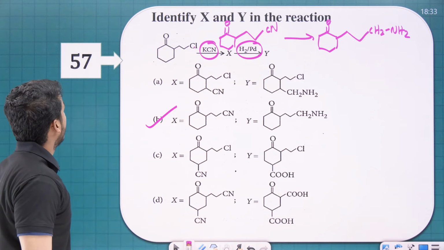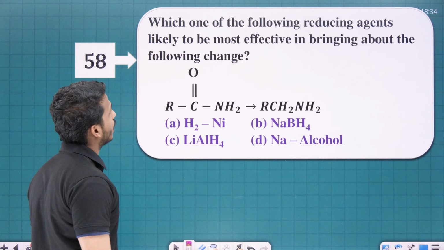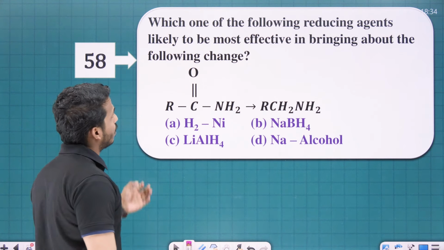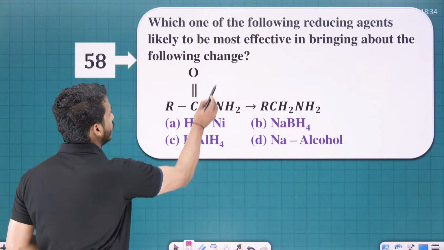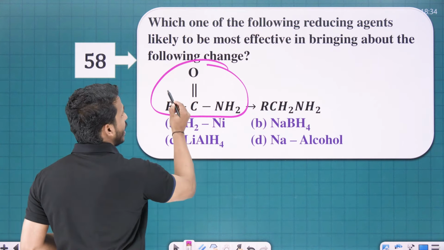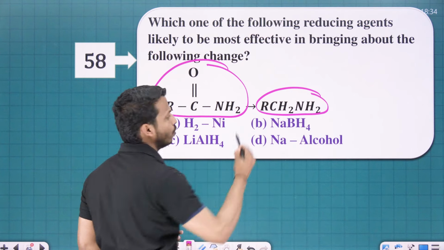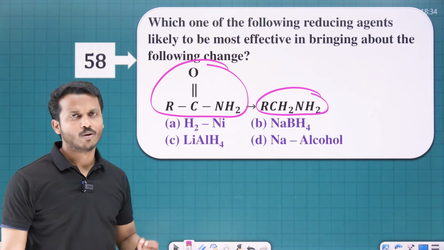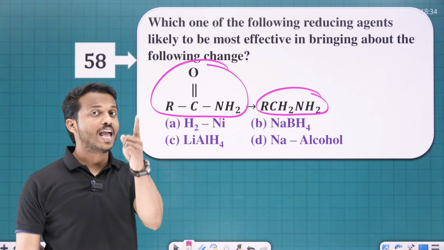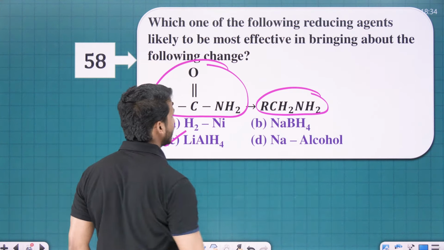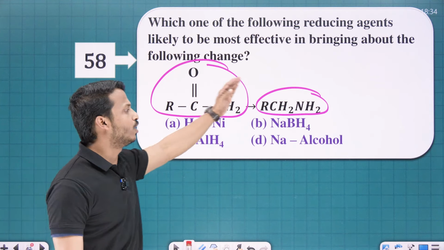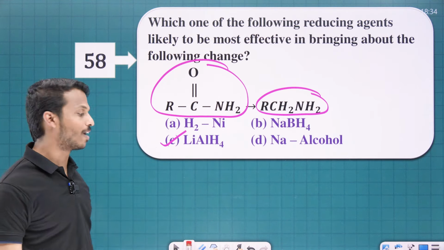Simple reaction. Now, which one of the following reducing agents is likely to be the most effective in bringing about the following change? What is the change? It is an amide converted to amine without any change in carbon. What is the best reagent we discussed? LiAlH4, right? LiAlH4 is the best reagent to convert amide into amine without any change in carbon.